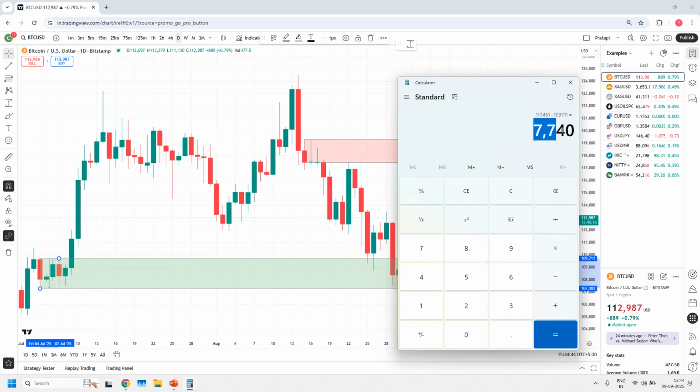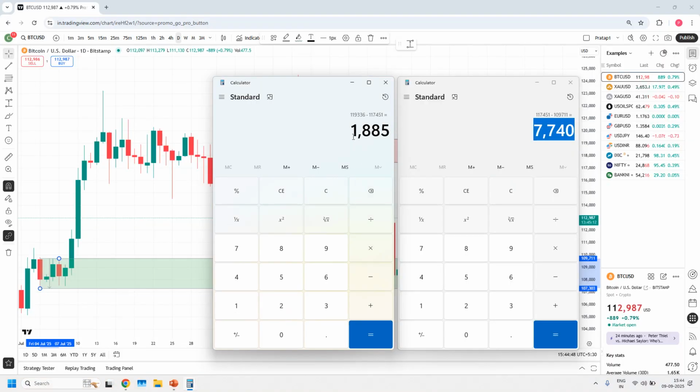This is your reward. And what is the risk? This is your risk. If your analysis would have gone wrong, you would have got 1,885 US dollars as a loss.